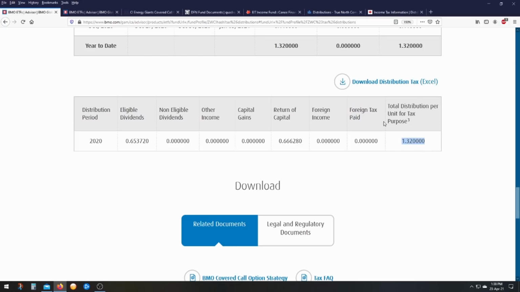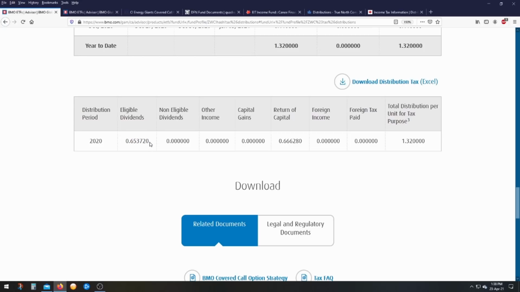That's the full distributions, every month. So 132 divided by 12 gives you the monthly distribution. So for the whole year, $1.32 per share. And here is the breakdown. So out of the $1.32, 65 cents, or a little less than half, of that distribution is considered eligible dividends.